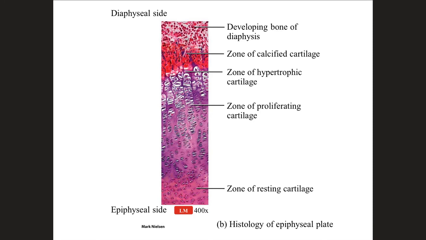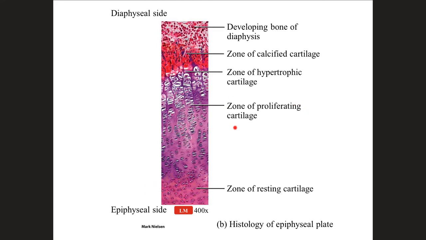And so there's different zones here. The zone of resting cartilage. These cells are not responsible for the function in bone growth. That's why it is called resting cartilage. They are going to basically anchor this epiphyseal plate to the epiphysis of the bone. So they're just kind of holding things in place.